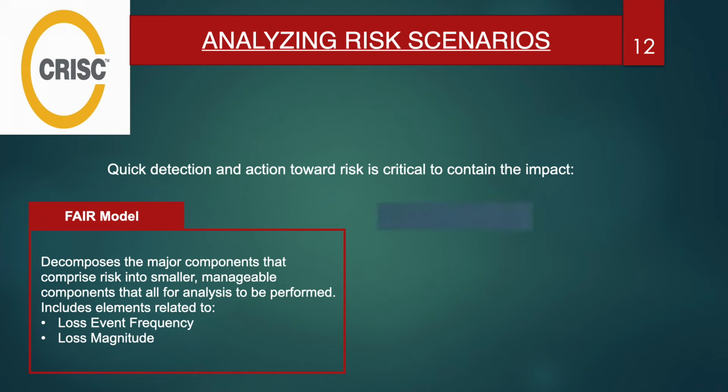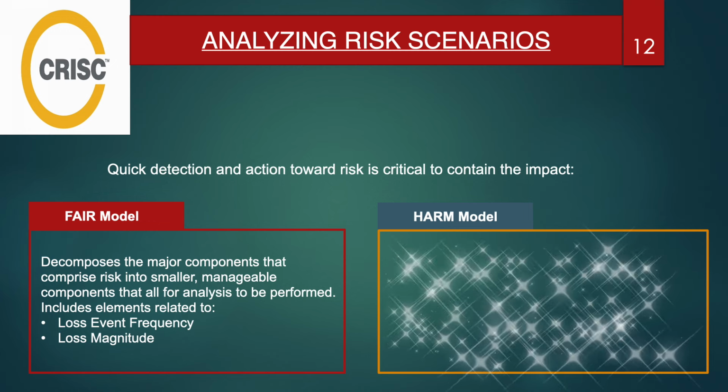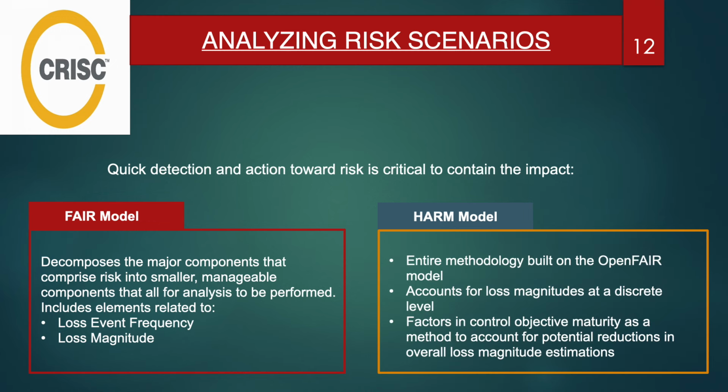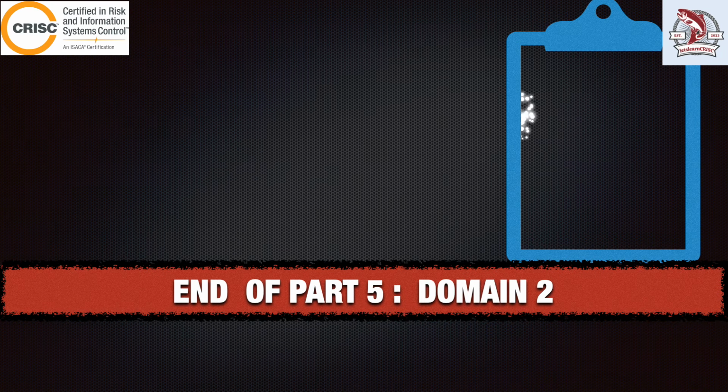On the other hand, let's discuss the HARM model, right? The HARM model is an entire methodology built on the Open FAIR model, right? It accounts for the loss magnitude at a discrete level. In this, it factors in control objective maturity as a method to account for potential reduction in overall loss magnitude estimations, right?